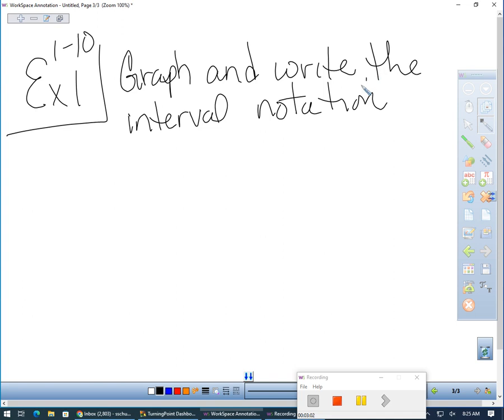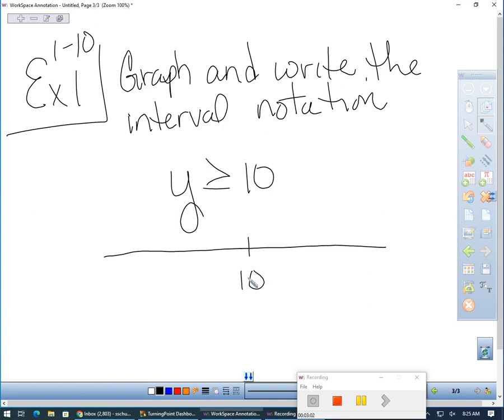And let's say you get something that looks like this. Y is greater than or equal to 10. So on your number line, at the number 10, am I going to have an open or closed dot? Closed. Very good. It's a closed dot right here at 10. And which way is my arrow going to point? To the right. Very good. To the right. Again, you'll notice my arrow, my inequality, points the same.